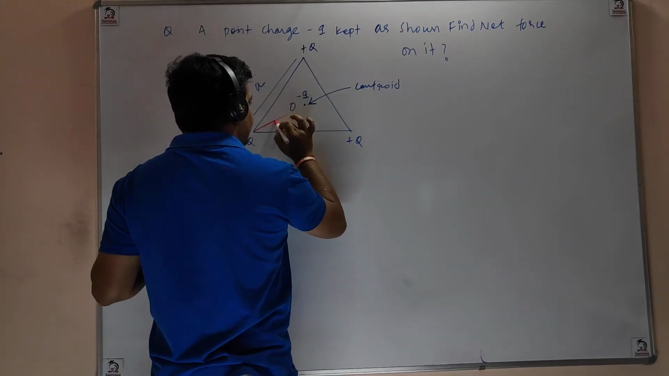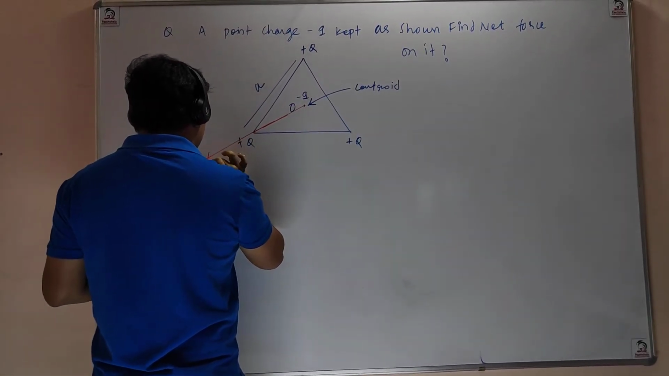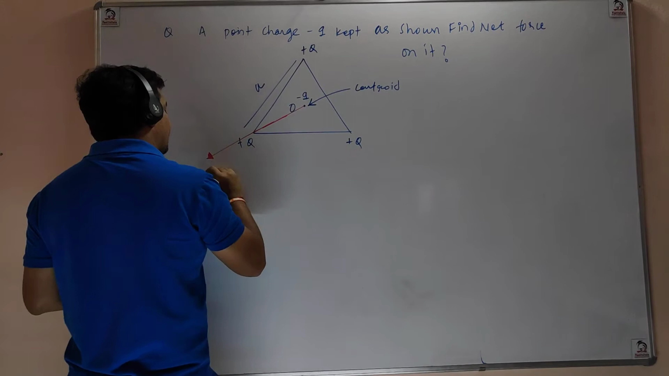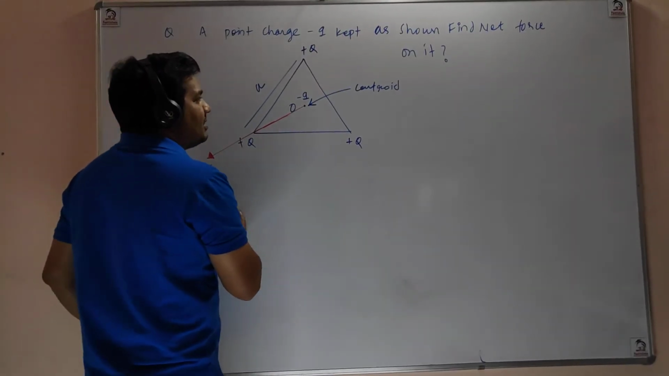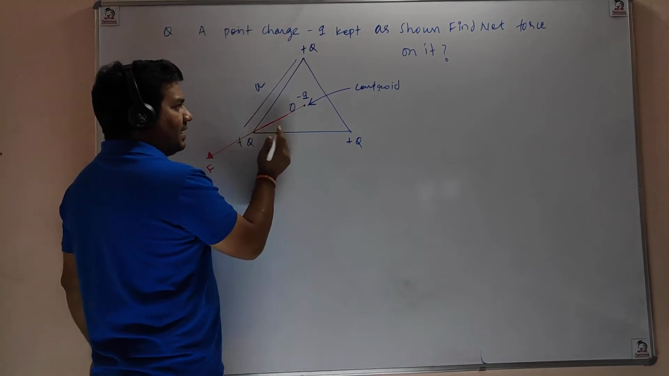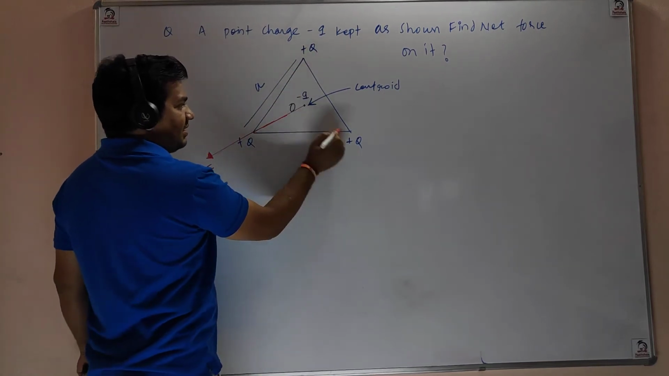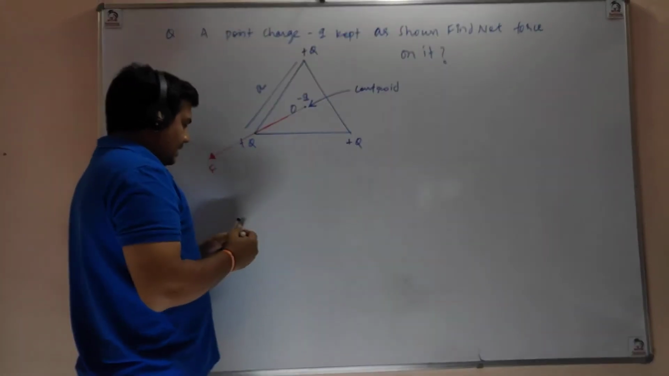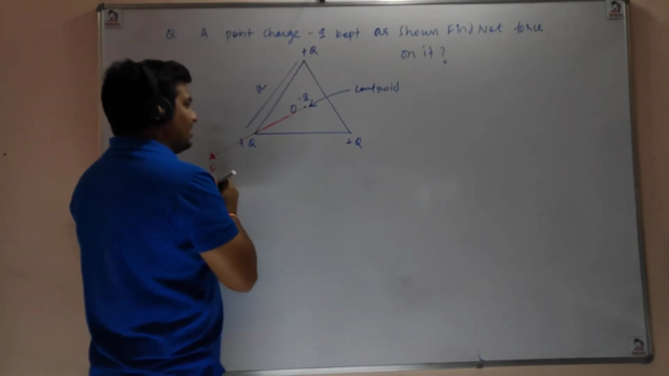in this direction, and suppose this force is F, and the distance of the centroid from each vertex is the same. This distance, all these distances must be the same. Suppose this force is F and this distance is x.